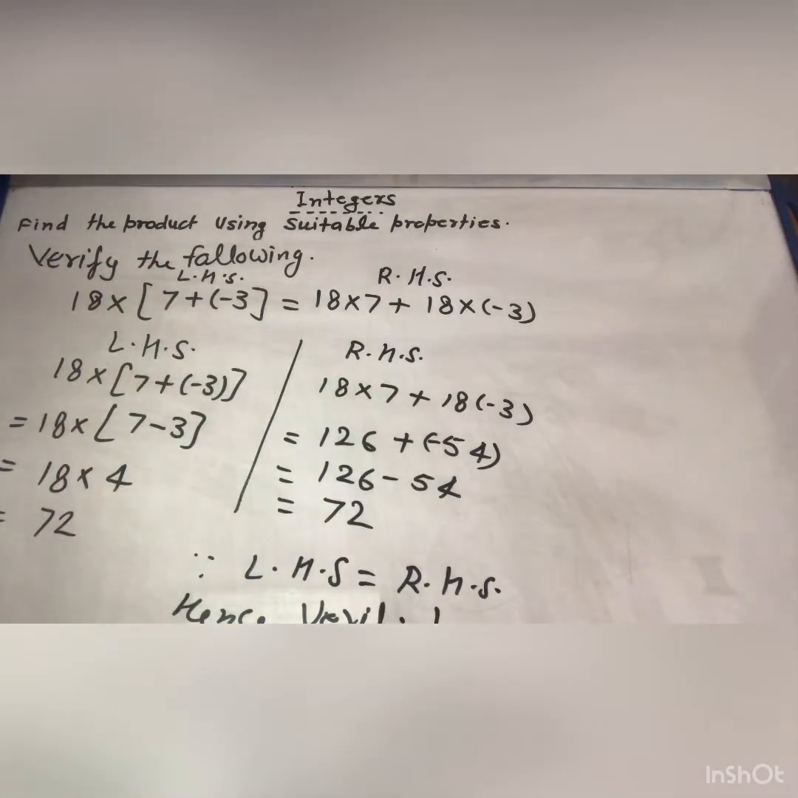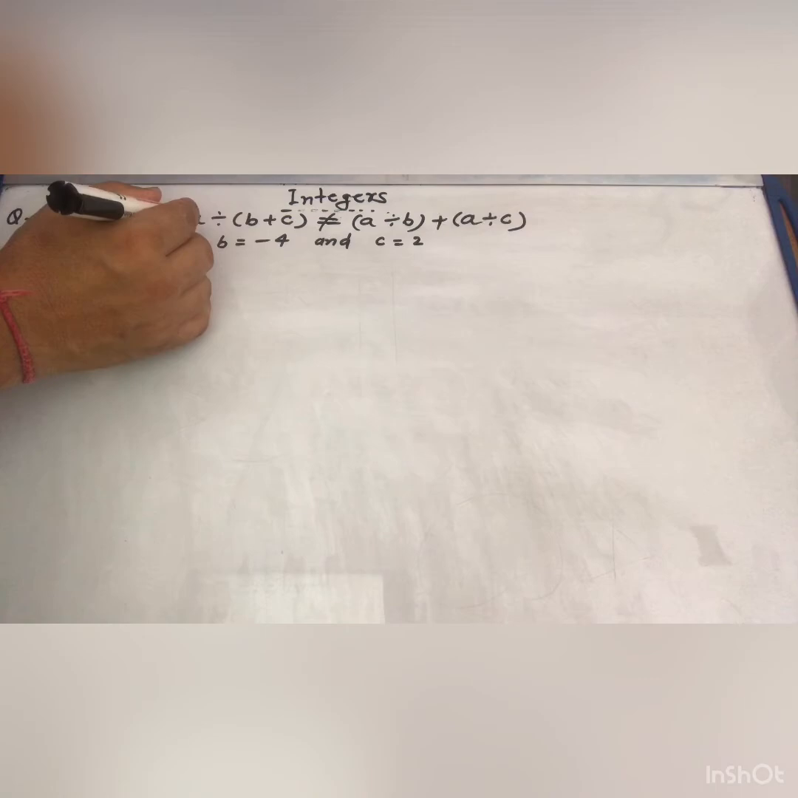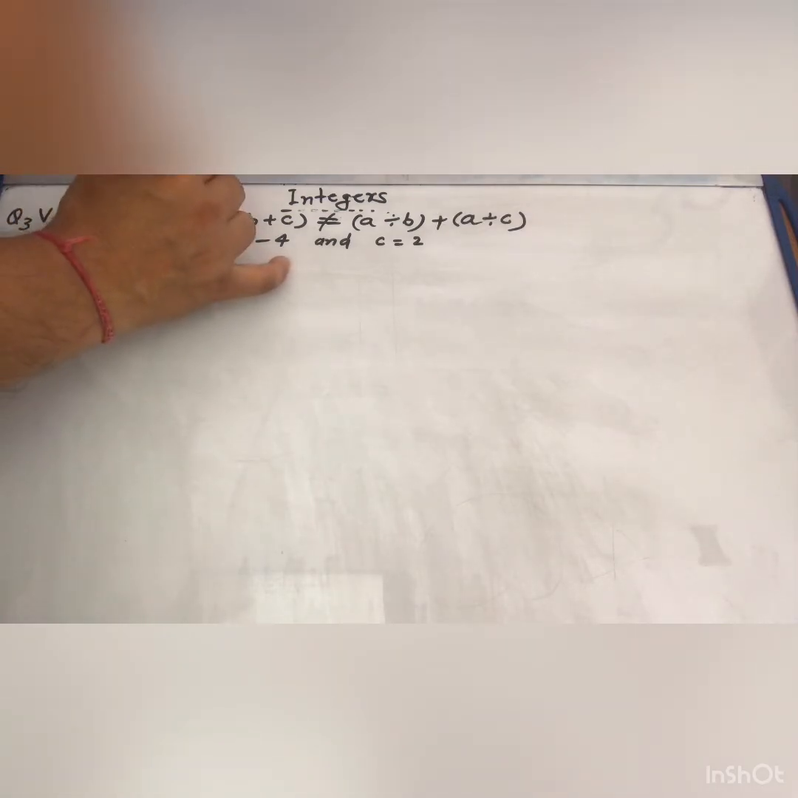So dear, this is done. Now let's do question number 3. Question number 3 is verify that A divided by (B plus C) is not equal to A divided by B plus A divided by C, and given A equals 12, B equals minus 4 and C equals 2. So the question says verify it. So dear, first of all we will take A divided by (B plus C). This is let us say left hand side, and this is right hand side.